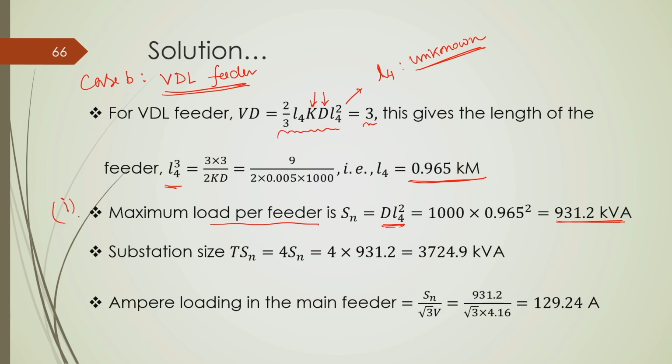So, this is solution 1. Once you get this, solution 2 is very easy, since we have 4 identical feeders. The total load that the substation can serve is 3724.9 kVA. And this is the solution of the third question, that is, the ampere loading of the feeder, or the maximum loading of the feeder, if you want to limit the voltage drop to 3%. This is equal to S divided by root 3 V_L. The line voltage is given, S_n is known to us, that is 931, and if we put all these things in, we get 129.24 ampere. Now, at this point, let us compare these two solutions to understand the difference.